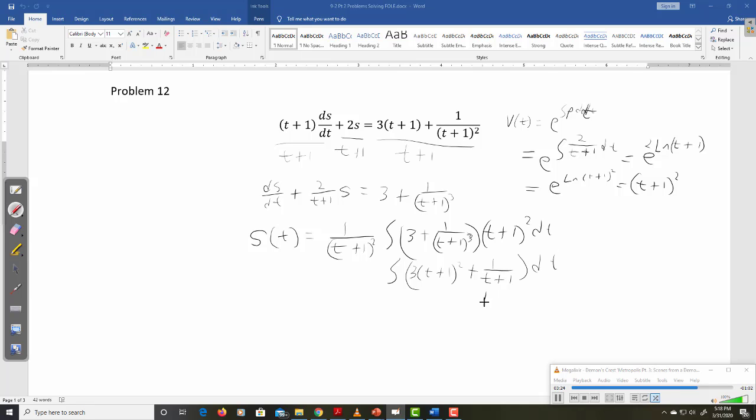The integral of 1 over t plus 1 is ln of absolute value of t plus 1. Integral of t plus 1 squared, since the derivative of the inside is just 1, it's just like integrating t squared, increase by 1, divide by it, so t plus 1 cubed divided by 3 gets rid of that, so t plus 1 cubed, plus c, times 1 over t plus 1 squared. And honestly that's fine as a solution.